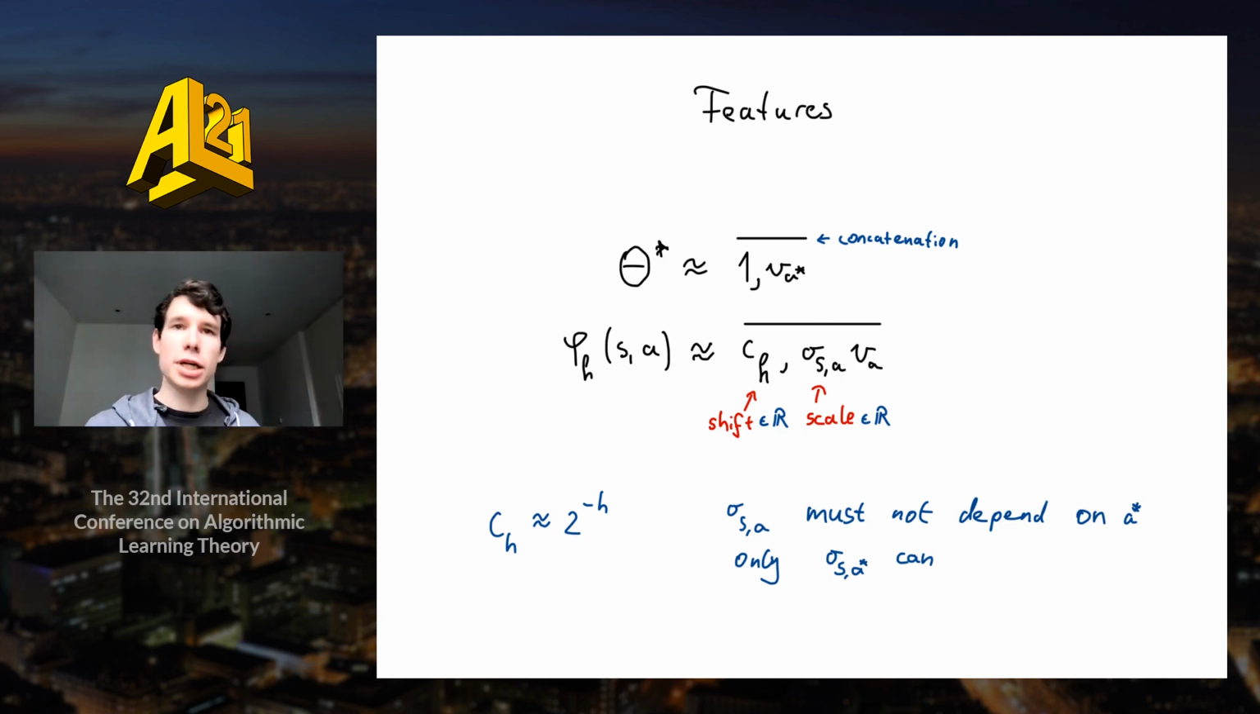The c_h will be decreasing at a geometric rate, about 2 to the minus h. And then the sigma_sa, the important bit about that is it must not depend on A star, because it must not reveal any information about the identity of A star. However, the sigma, that is the scaling constant corresponding to action A star, can depend on A star, because then it reveals no information about the identity of A star. So that is going to be an important insight into how we construct these shifts and scales.